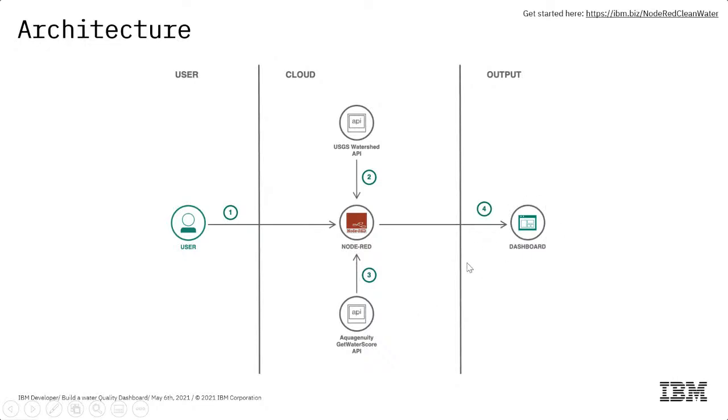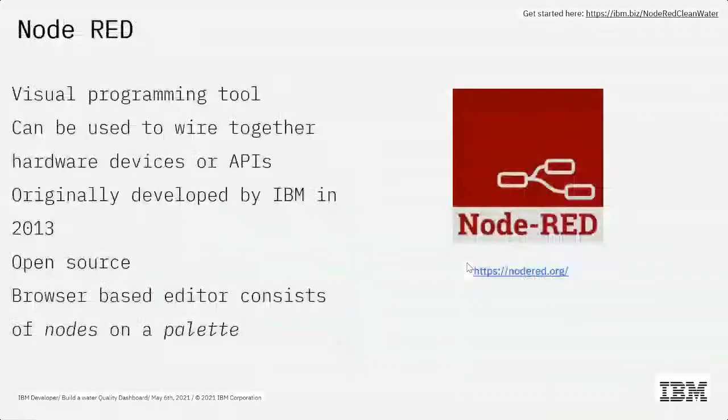So before getting into the details and jumping on to the hands-on, let's talk about Node-RED. What is Node-RED? Node-RED is basically a visual programming tool, and it can be used to wire together hardware devices or APIs, for example with IBM Cloud. Why exactly are we using Node-RED? Now we're talking about the water.